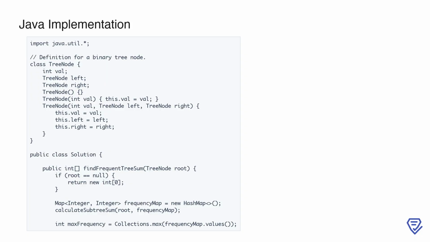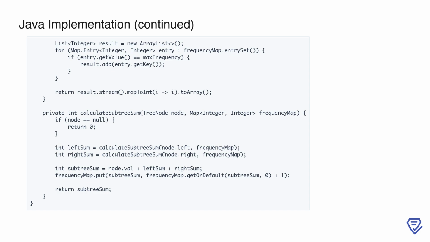Once all sums are calculated, we determine the maximum frequency by using the collections.max method on the values of the frequency map. Now, to find all subtree sums that occur with this maximum frequency, we create a list called result. We iterate through each entry in the frequency map, and if the frequency matches the maximum frequency, we add the corresponding subtree sum to the result list. Finally, we convert this list into an integer array and return it.